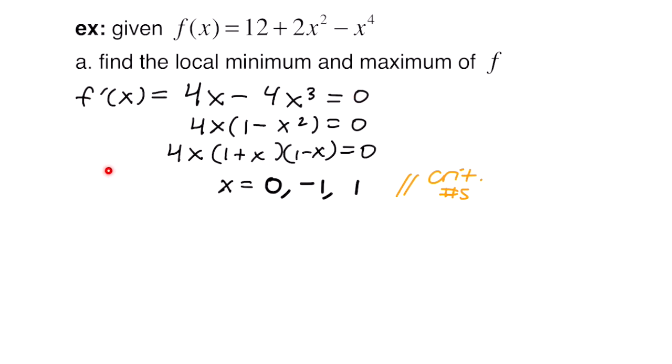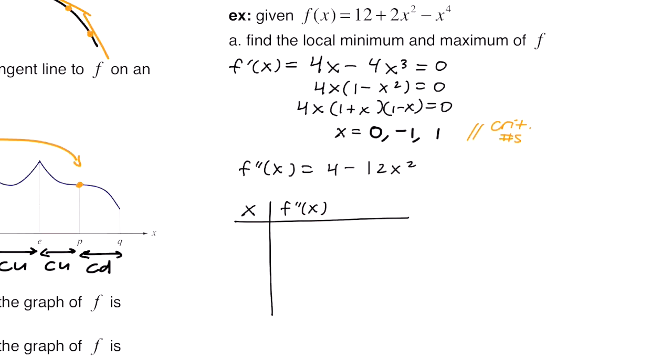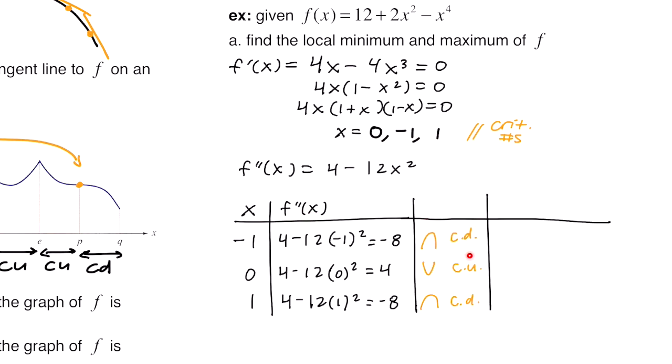So this is the first condition of the second derivative test. We found where the derivative is equal to 0. So now we're going to take all of these values and plug them into the second derivative of f to indicate whether f is concave up or down at each of these values, and then conclude whether or not f has a local min or max at each of these values. So the second derivative is going to be 4 minus 12x squared, and I'm going to set this up as a chart. So we're going to plug in negative 1, 0, and 1, and again, we're plugging these into f double prime. Okay, I'm just going to continue my chart over here.